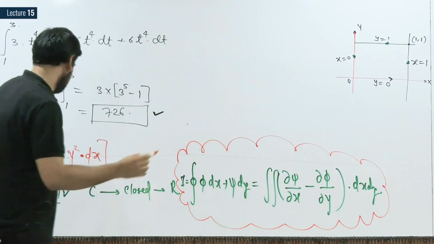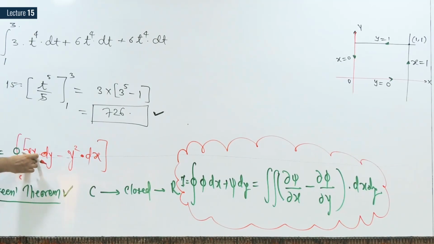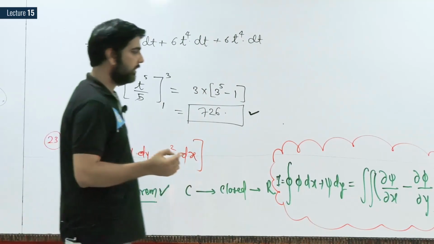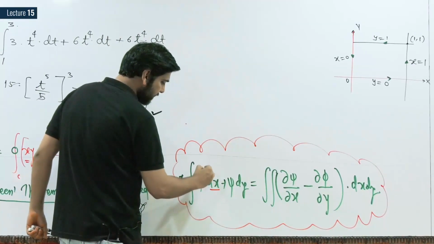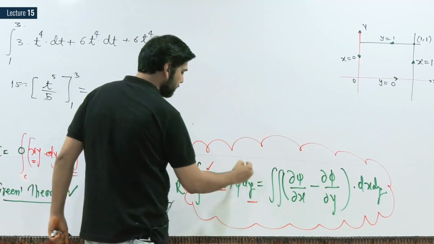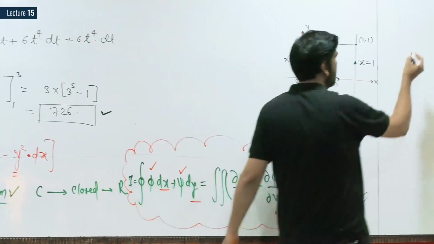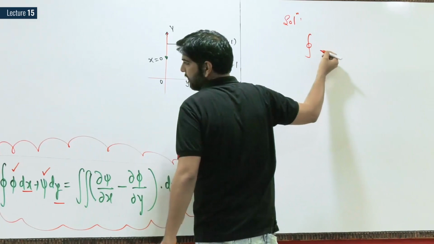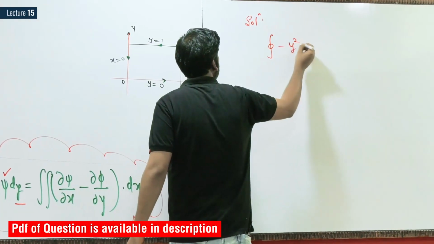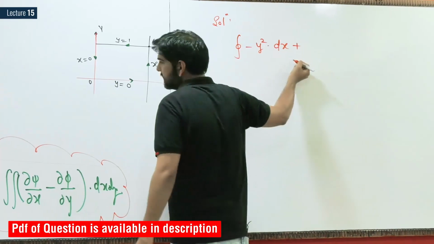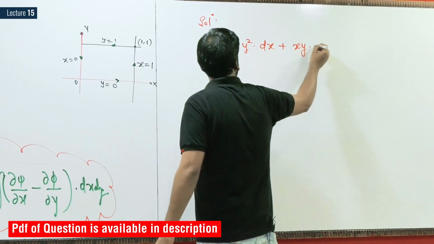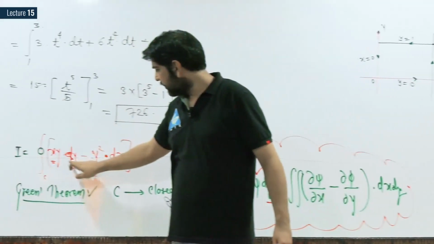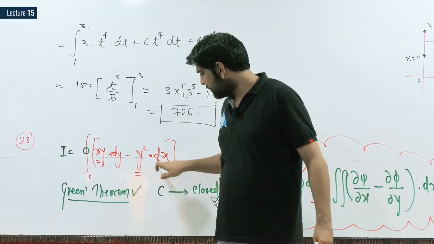So how can we apply it? This is our phi and this is our psi. I am repeating, the coefficient of dx is phi, the coefficient of dy is psi. Now let us apply it here. I have the expression minus y square into dx plus xy into dy. Here xy dy is positive and minus y square dx is negative.